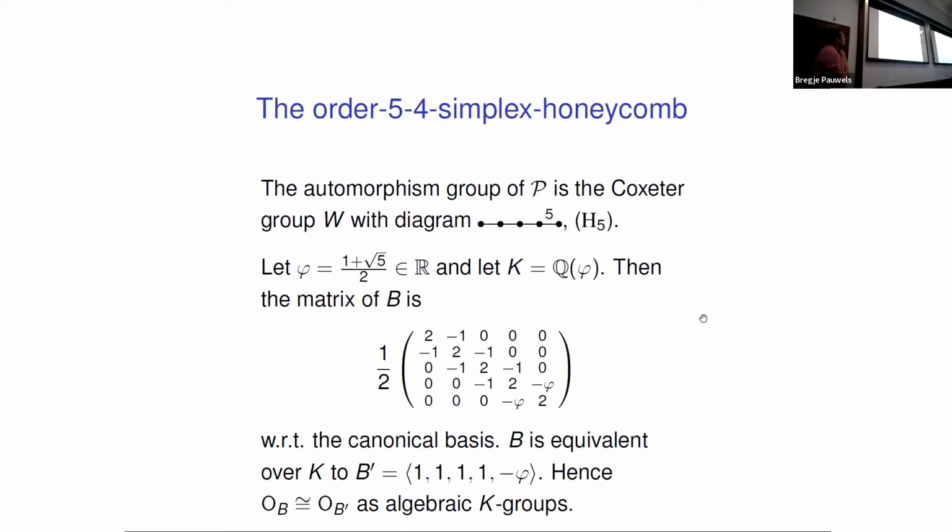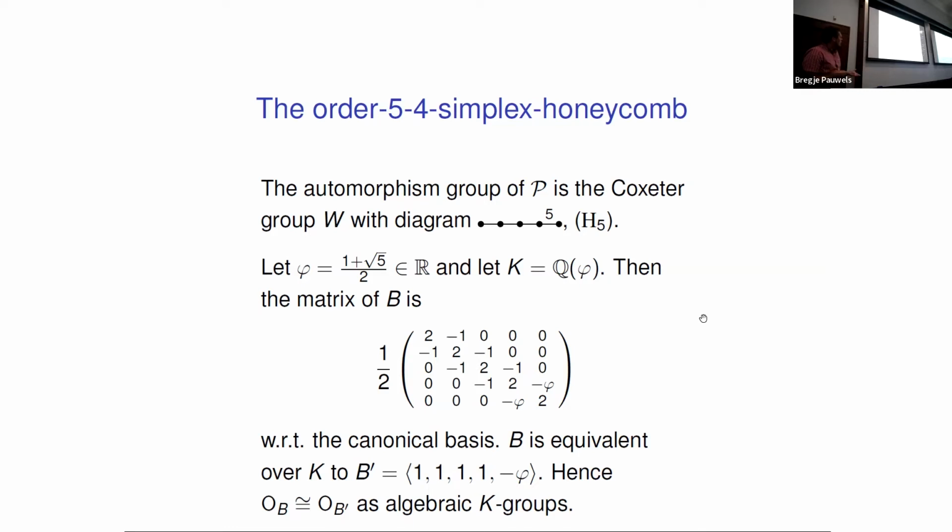A little bit more about the order 5-4 simplex honeycomb. So that's this one. It has this thing. The golden ratio is there. Why does the golden ratio show up? Well, because we are looking at pentagons, cosine 36, all that stuff has to do with the golden ratio. You can look at the number fields where you add phi to q, and then the matrix of the bilinear form, which I wrote down a few slides ago, will look like this.